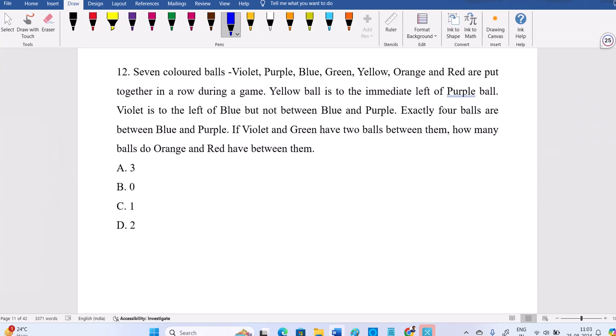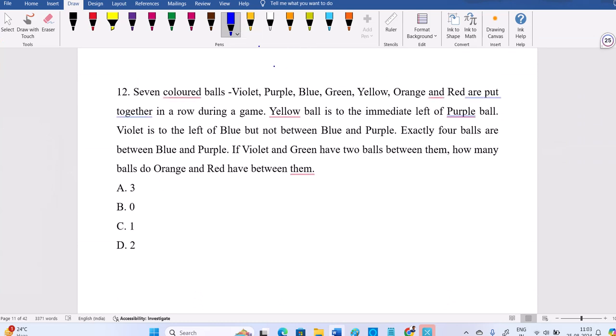Now serious question. Seating arrangements, we can expect 2 to 3 questions. This is important in the advanced section and basic section both, as well as in Accenture. Seating arrangements play a huge role. Now 7 balls, you need to put them in an arrangement. Finally, how many balls do orange and red have between them? This is a row arrangement. In a single row, we are arranging 7 balls.